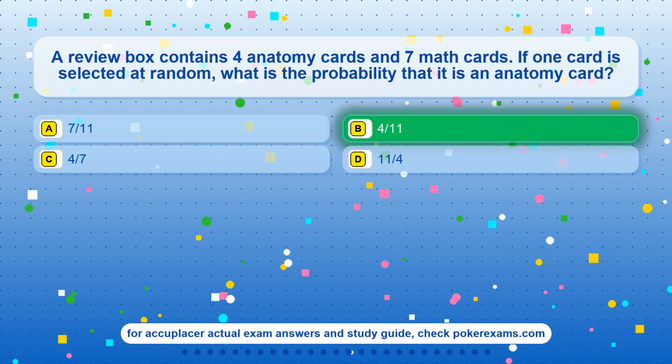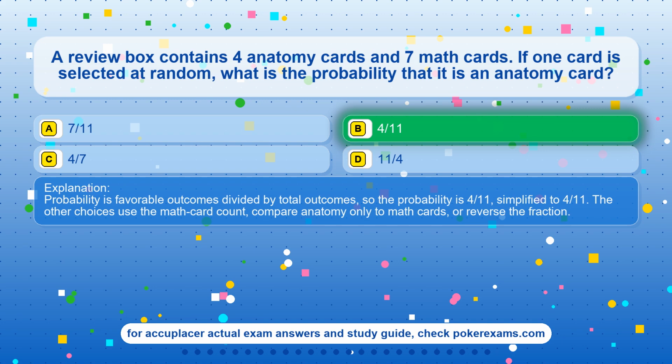The correct answer is option B, 4/11. Probability is favorable outcomes divided by total outcomes, so the probability is 4/11, simplified to 4/11. The other choices use the math minus card count, compare anatomy only to math cards, or reverse the fraction.